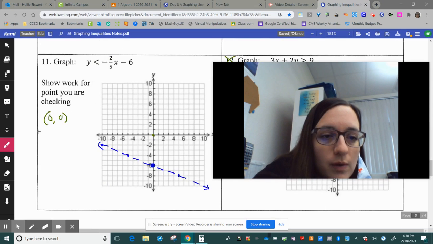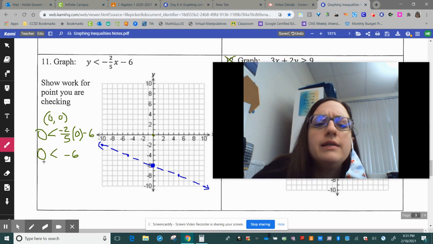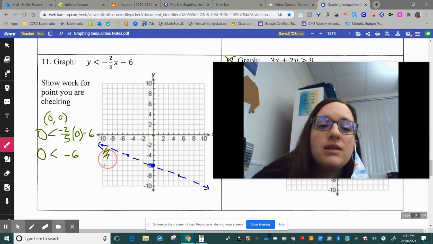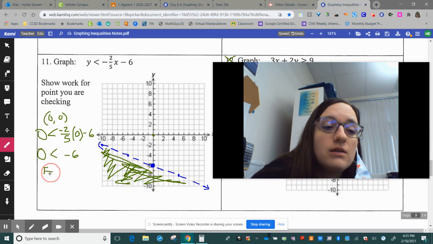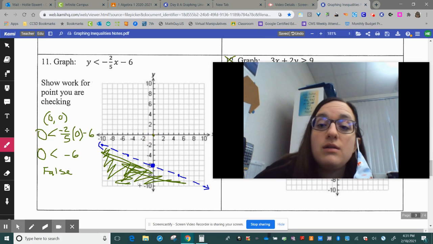All right, so we're checking 0, 0. So we plug in 0 for y less than -2/5 x minus 6. Whoa, my handwriting, it's obviously time to go. Okay, here we go. So we have 0 less than -2/5 times 0 is 0. And 0 minus 6 will leave us with -6. Is 0 less than -6? No. You can also see, look, it's a less than sign. Don't we color less than the symbol? Yes, that's true. So since this is false, 0, 0 is not a solution, so we cannot color this side. We color this side of the line, the other side.